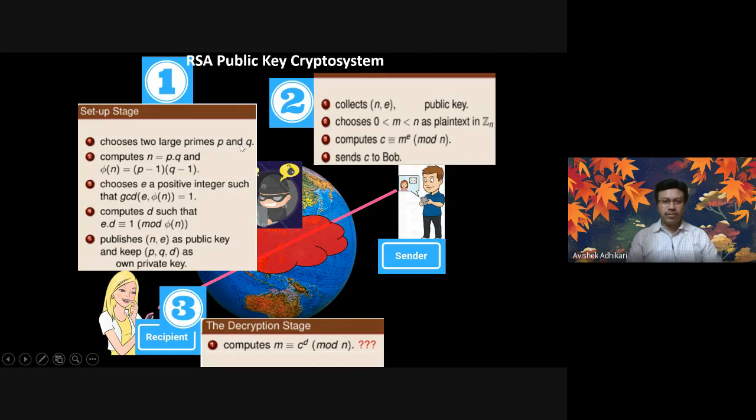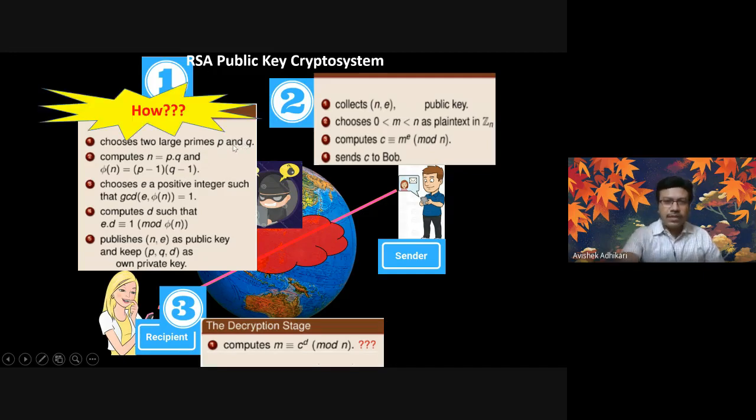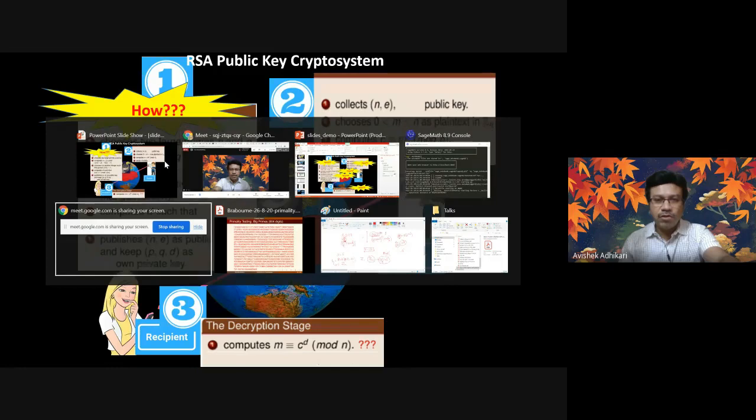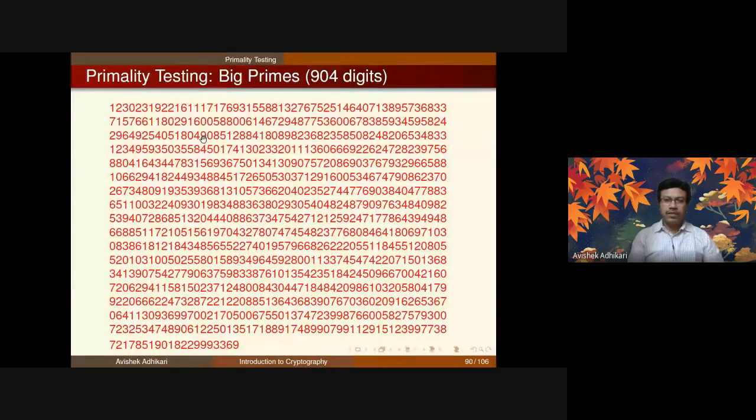In this setup step, the girl has to do a few things. She has to choose two big primes, P and Q. The very first question that comes to your mind is how these two big primes could be obtained. A big prime means the primes are almost of this size. Here you can see that it consists of 904 digits. That means it's around 2 to the power 3000, more than 2 to the power 3000.